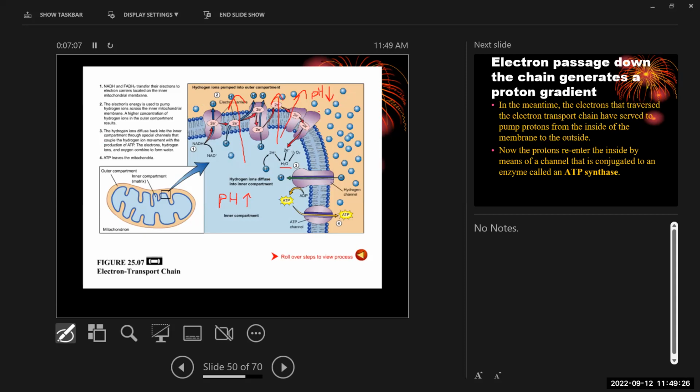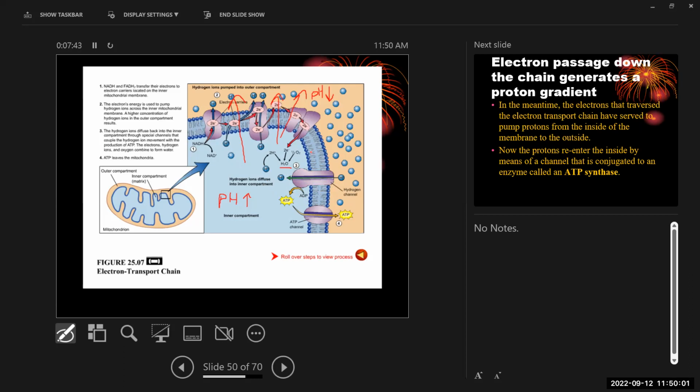So now if you readmit these hydrogen ions back into the matrix, that's going to release a lot of energy. You can use that to do work. So here's the energy transducing molecule. This is the ATP synthase. And the ATP synthase brings these protons back into the matrix, but in doing so, it takes ADP and inorganic phosphate and converts it to ATP. And that is the essence of oxidative phosphorylation.